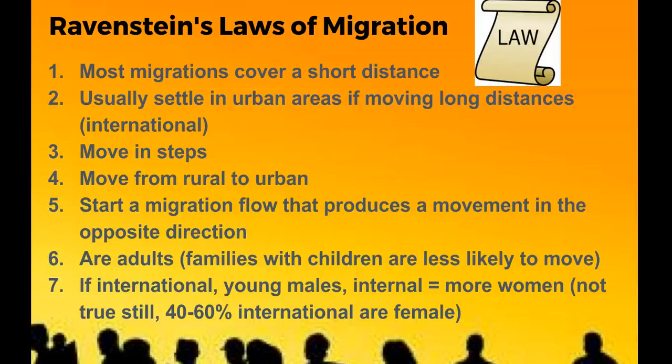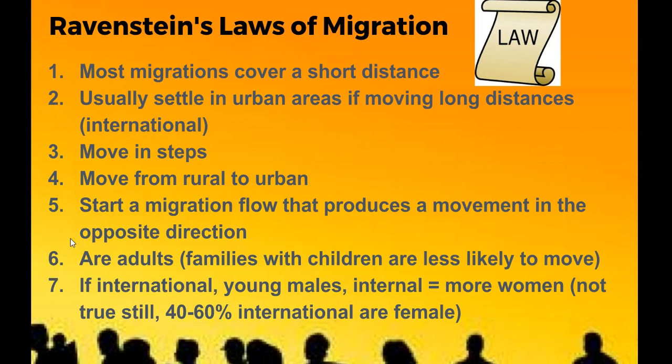A lot of people move in steps, where it's not just one migration from here to there. You're going to take small steps to eventually get to where you want to go. Most people are moving from rural to urban. That still holds true today. Each migration flow produces movement in the opposite direction. So when you have people going from this country to that country, eventually you're going to have people going back from that country to the original country as well.